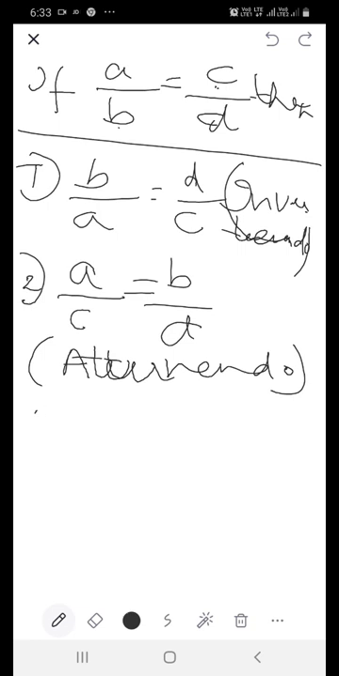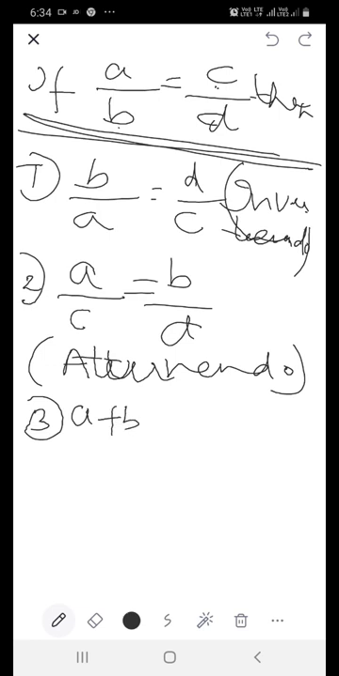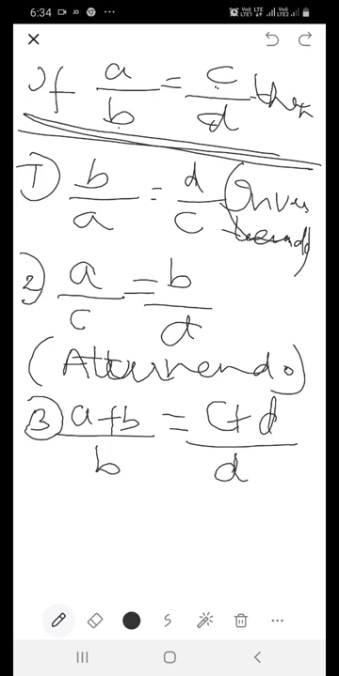Now what will be the third property? In the third property, as I told you, a and b are the first and the second terms. This is given to you for all the properties. Again, I am telling you. So if a upon b is equal to c upon d, then a plus b upon b, same you have to do with c and d, it will become c plus d upon d. That is, I have added both the terms in the numerator. Nothing is to be done in the denominator. This property is called componendo.